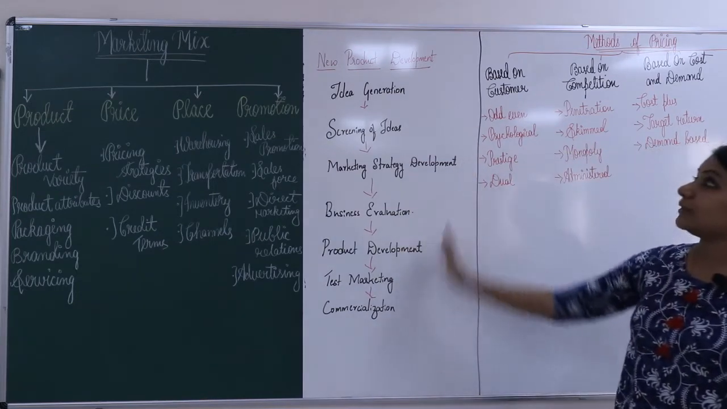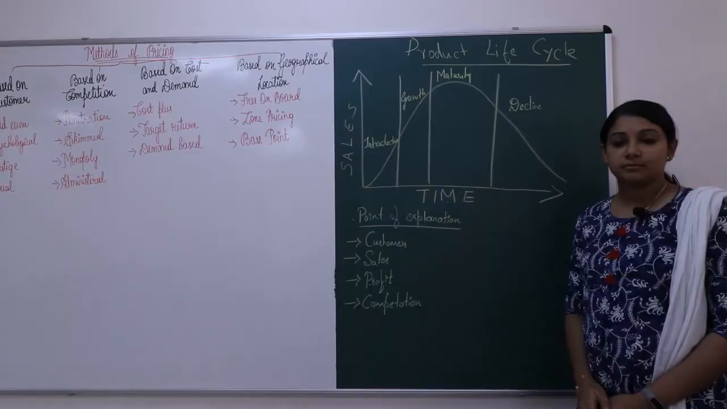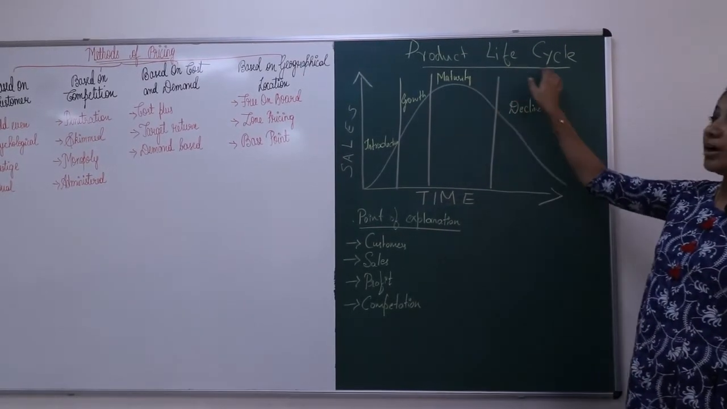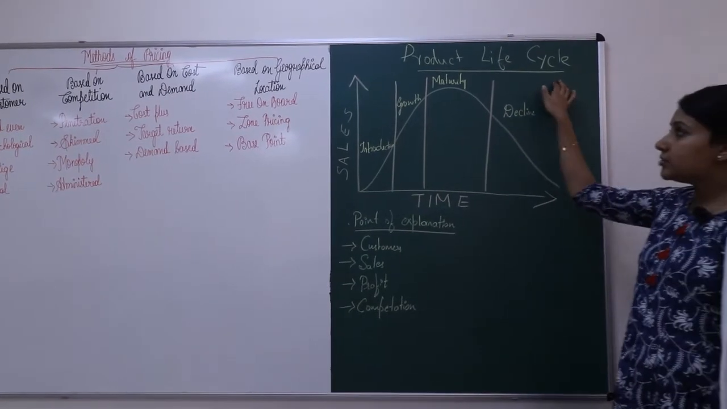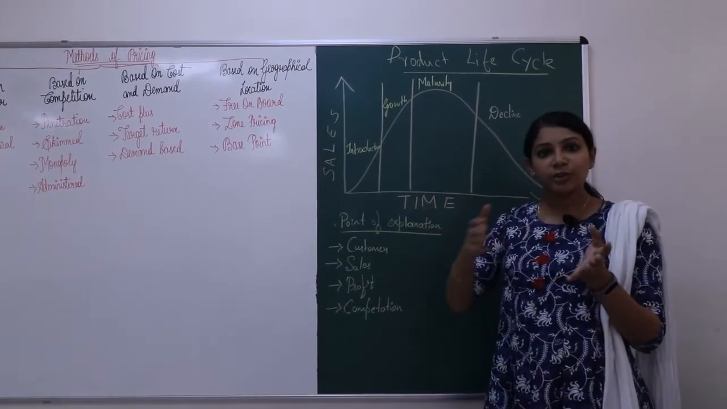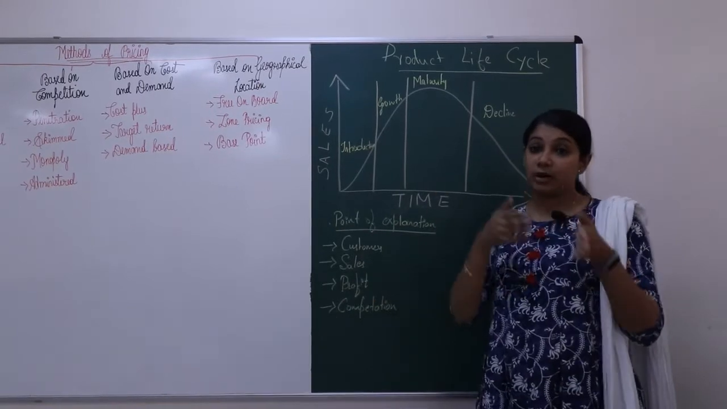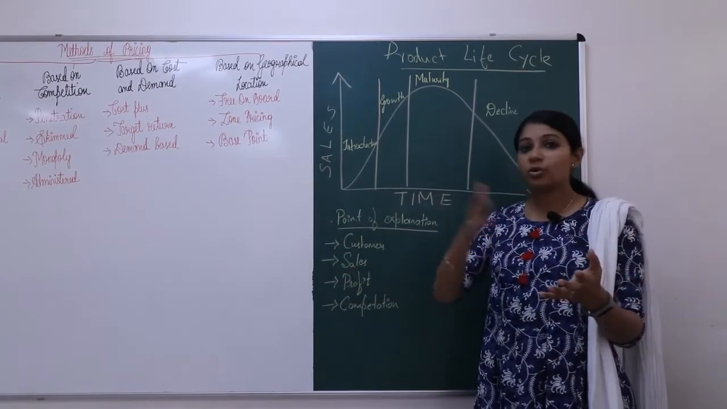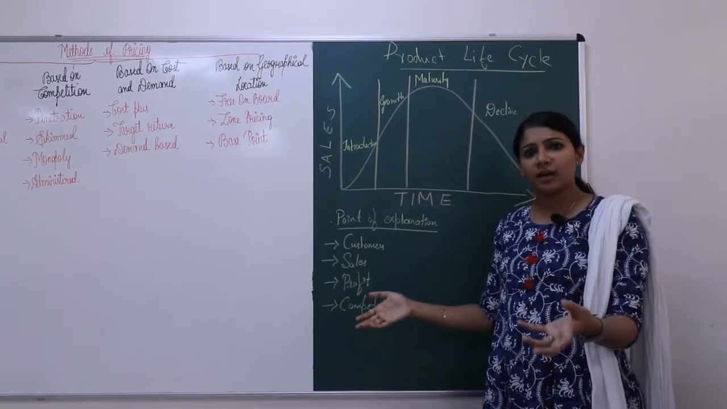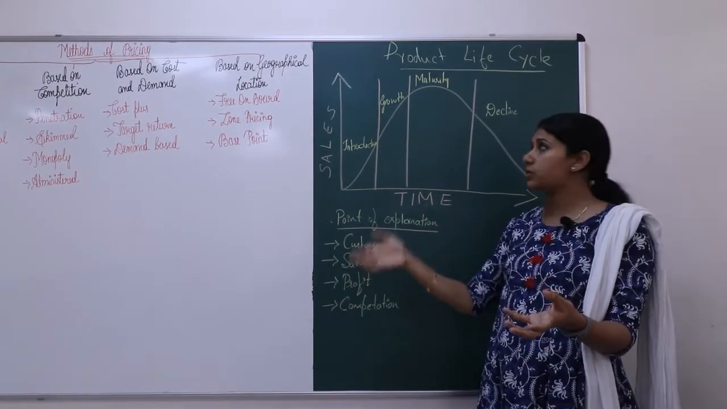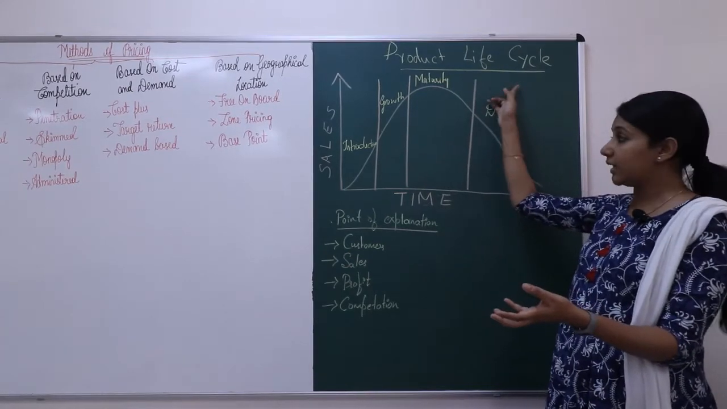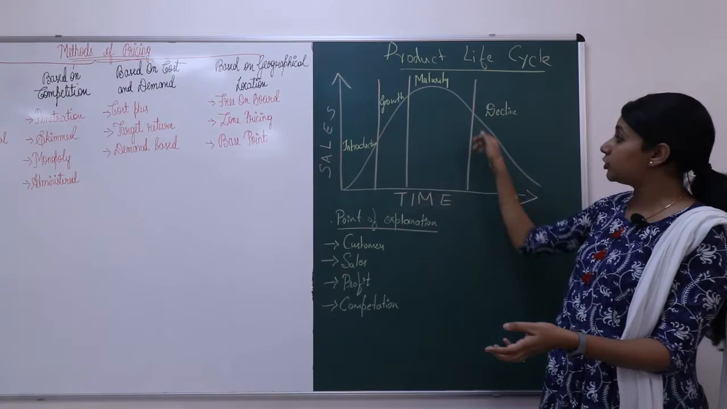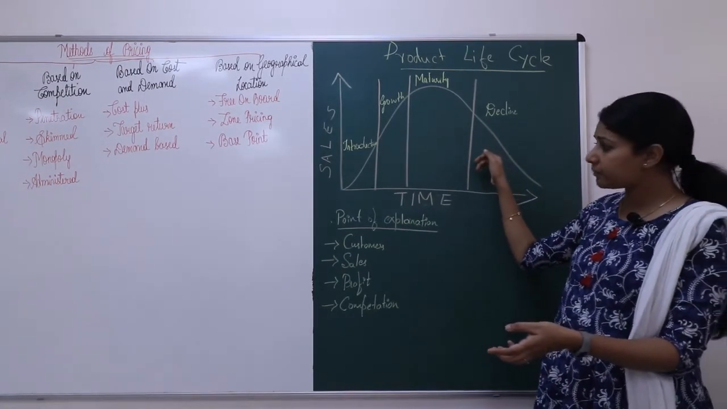Right? So this is one thing about product. Now let's move on. The next thing we're going to talk about is product life cycle. Just like you go through different stages of your life, from being an infant to becoming an older person, a product also goes through different stages, which is called your product life cycle. Now there are 4 stages of it: introduction, growth, maturity, and decline.